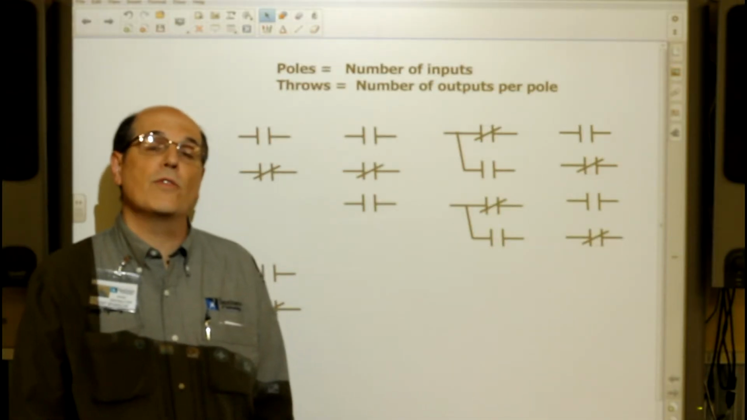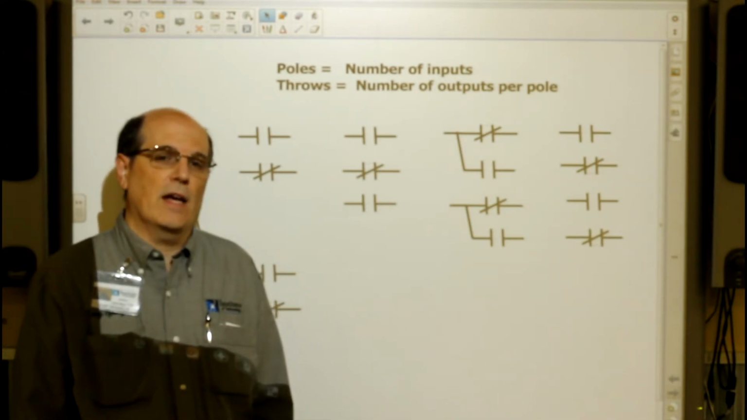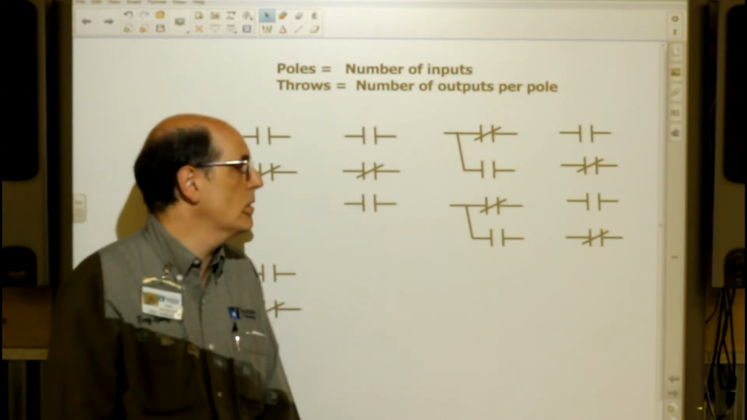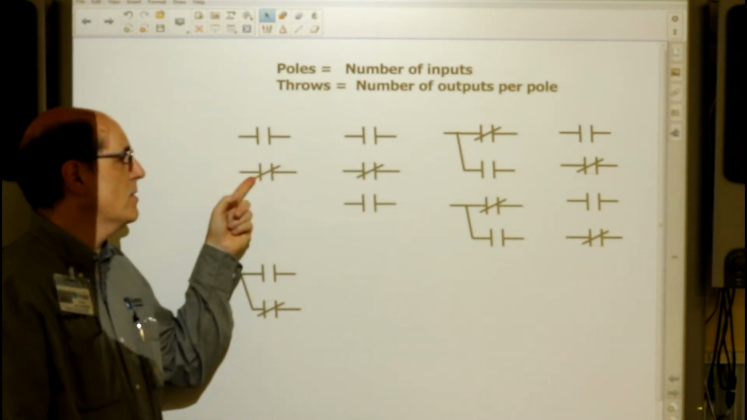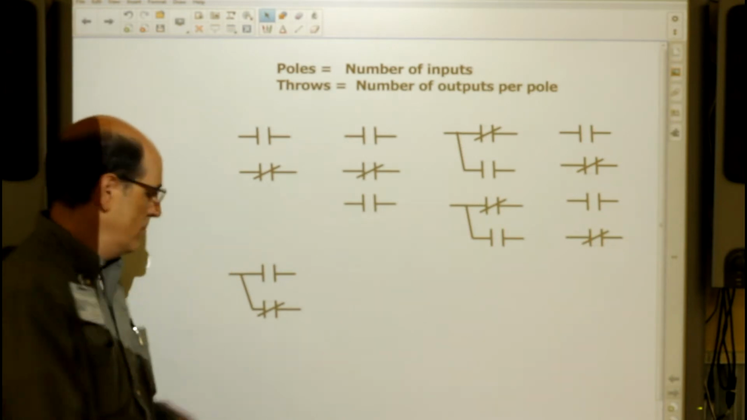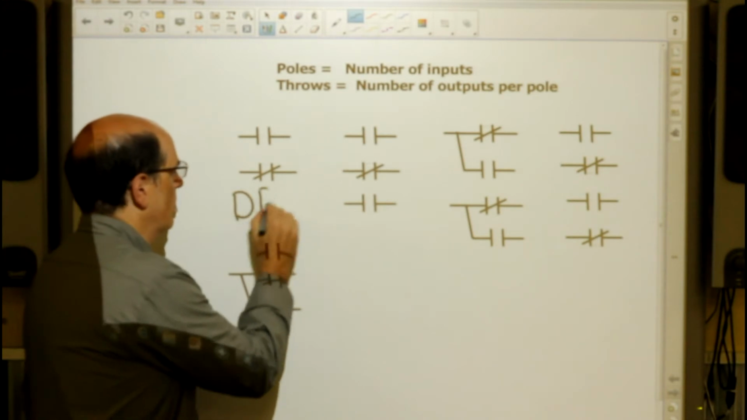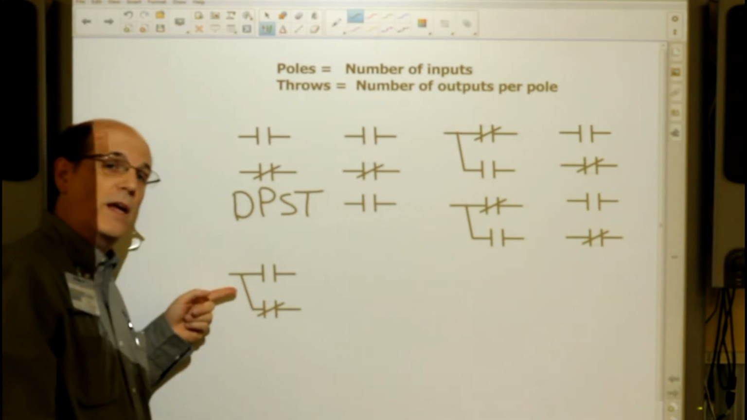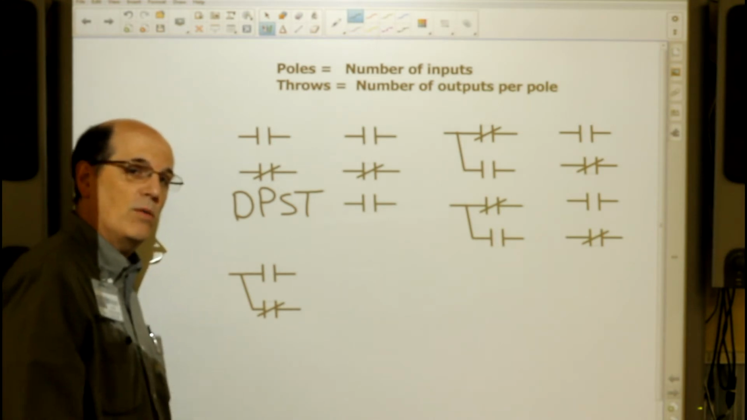Now we'll talk about poles and throws. When we talk about poles, we're talking about the number of inputs coming into the relay, and the throws would be the number of outputs per each pole coming in. Let's take a look at several different examples here. Here we can see where we just have 2 inputs and each has 1 output. This is called a double pole single throw. Here we can see one where we have 1 input and we have 2 separate outputs. This is a single pole double throw.